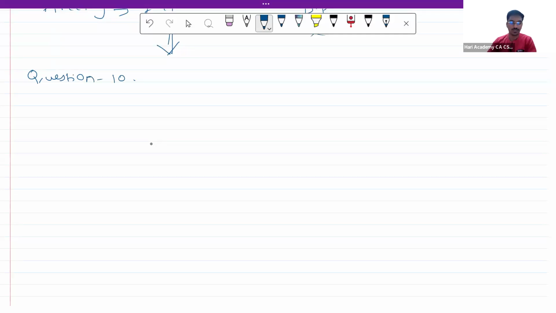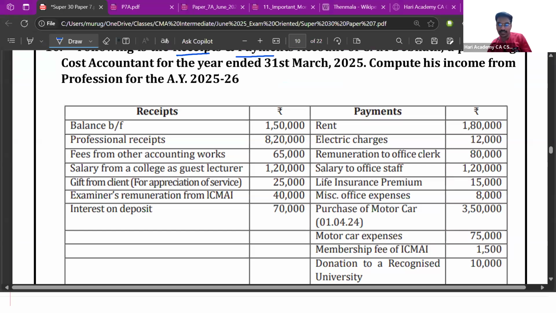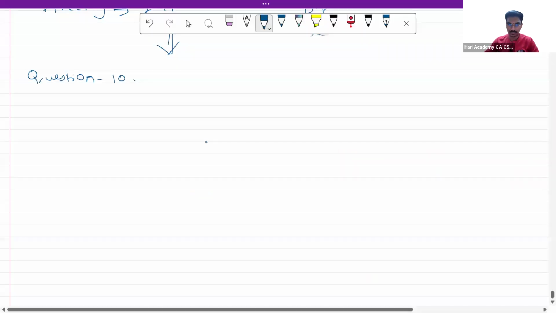So how to solve this question? Any income which is chargeable under the head PGBP is to be added. Any expense which is to be allowed is to be subtracted. That's it. Easy. Any amount which is taxable, add. Any amount which is deductible, subtract. So let us first check the receipts. Balance, no problem. Next is professional receipts. Is it taxable? Yes, it is taxable.